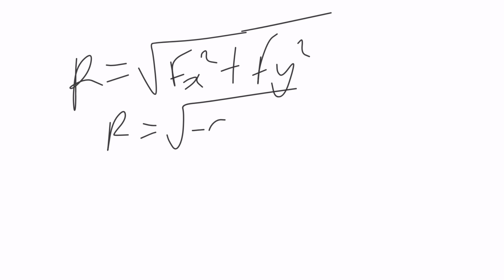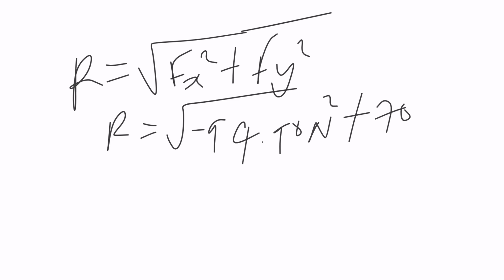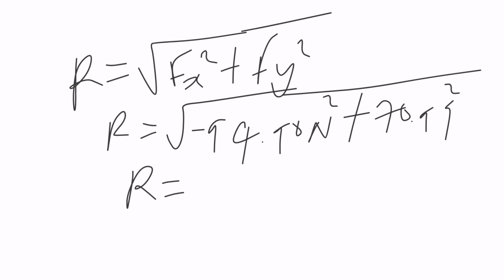Then the final resultant will be what? Negative 94.90 Newton squared plus 70.99 squared. So now what will be the final resultant? The final resultant will give you 118.5 Newton. So that is the simple and easy question.